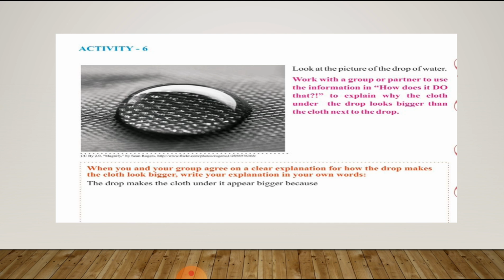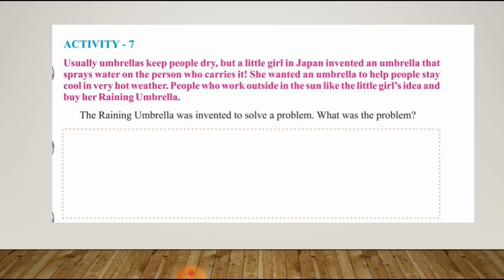Now next, when you and your group agree on a clear explanation of how the drop makes the cloth under it appear bigger, it is because of all the reasons we have just discussed. Now moving to activity 7.